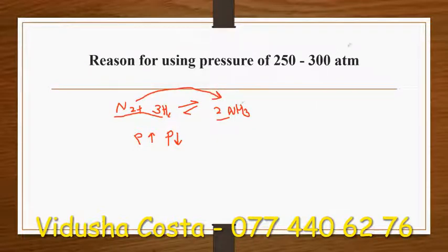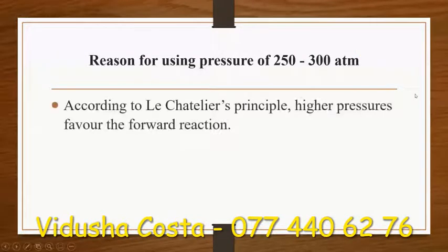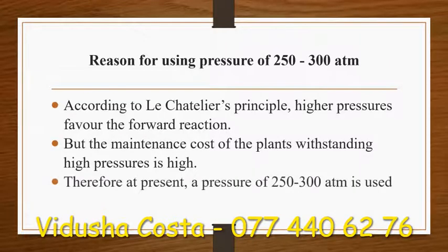So that means if you use a higher pressure even, it is very good. But maintaining higher pressure chambers is very difficult, costs a lot. So the optimum pressure is this pressure. So you are given, according to Le Chatelier's principle, higher pressures favor the forward reaction, but the maintenance cost of the plants withstanding high pressure is high. Therefore, at present, a pressure of 250 to 300 atm is used.